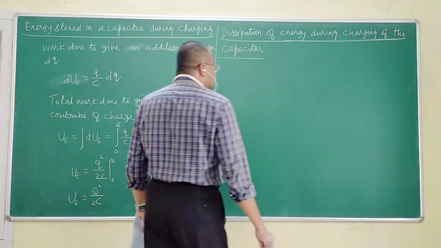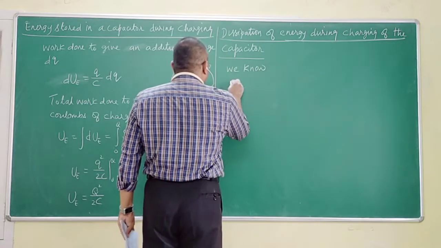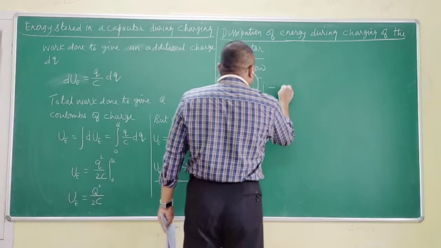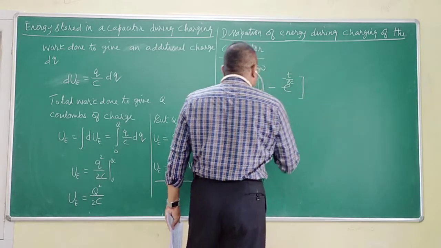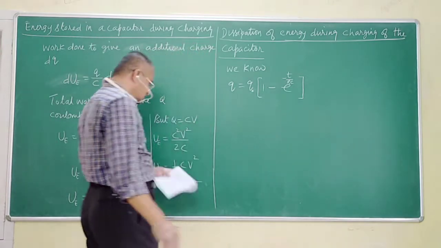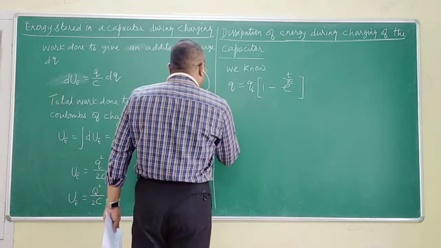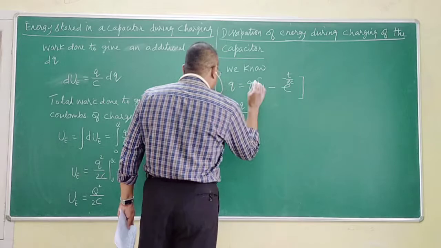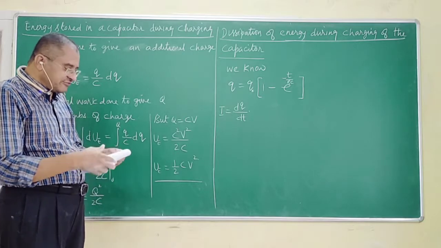Just now, during charging, we have derived an expression q is equal to q naught into 1 minus e to the power minus t by RC. This is the expression for charge on the capacitor during the process of charging. Is that okay to you, sir? Let us find out current from this. Current will be dq by dt, which means the above expression has to be differentiated.